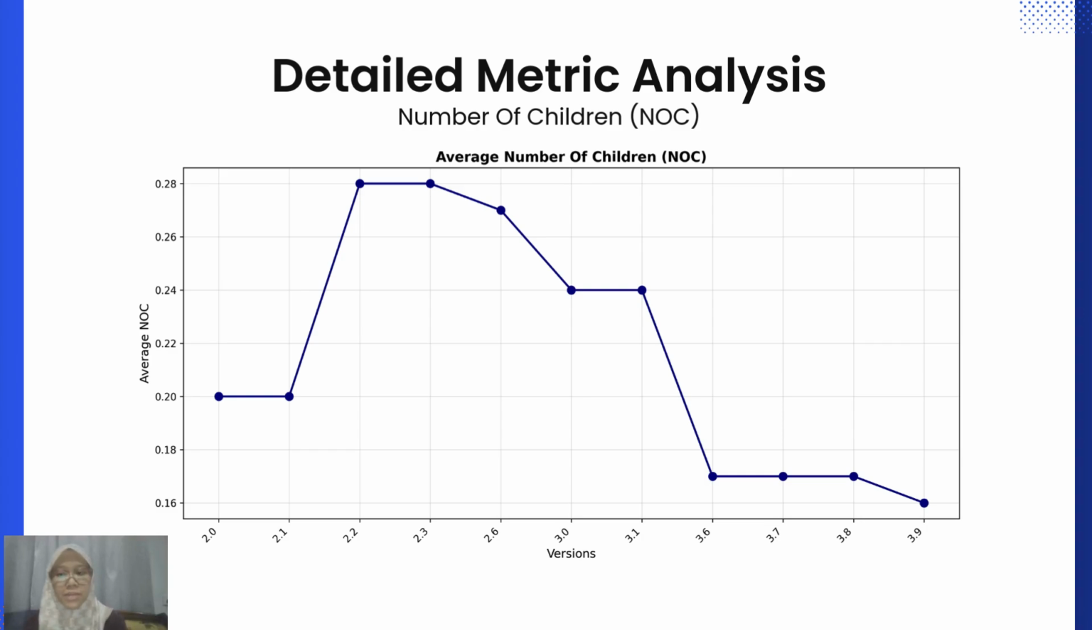Overall, it shows a 20% decrease from 0.20 to 0.16. The peak was 0.28 at version 2.2 and version 2.3. So the decreasing NOC trend suggests reduced use of inheritance hierarchies, while lower NOC can indicate less reuse. It may also reflect a preference for composition over inheritance, which is often considered a better design practice.